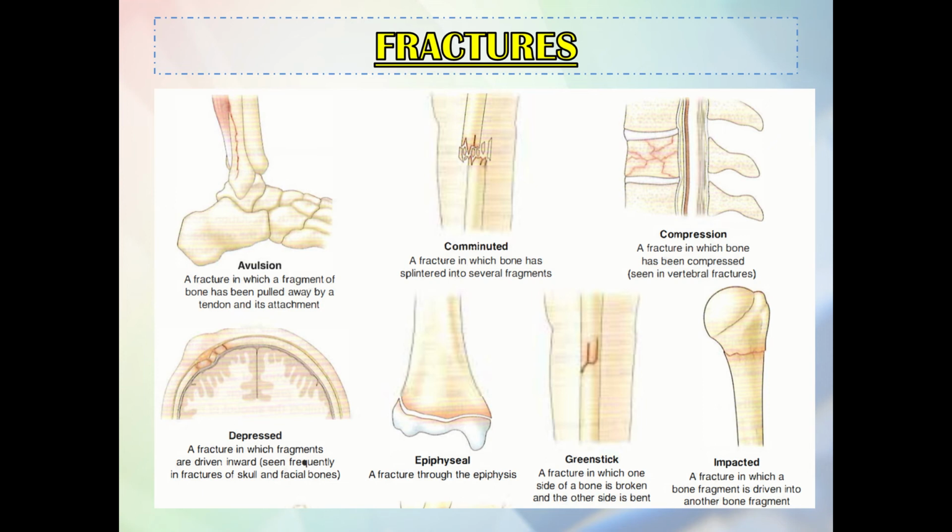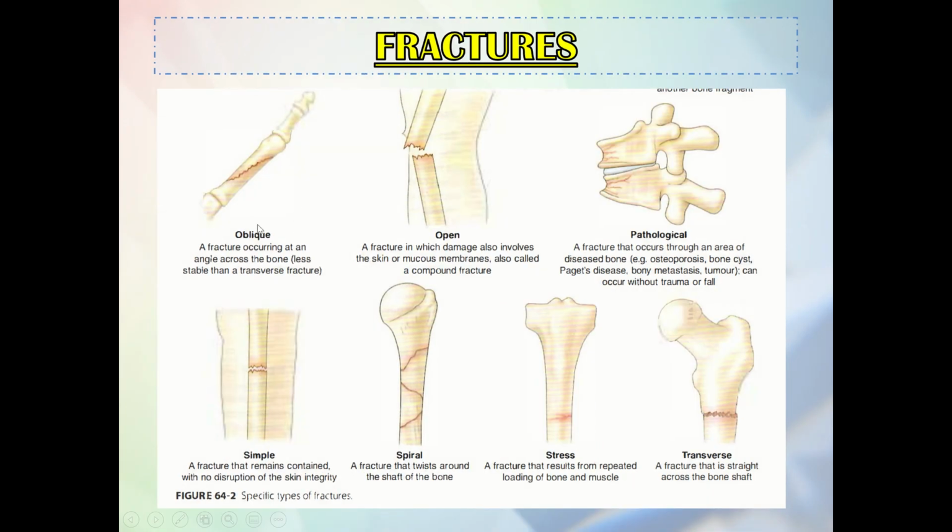And now these are the other types of fractures. I will leave this for you to read na lang. So you have avulsion, comminuted. Na-discuss naman na natin yung iba. Compression, impacted, greenstick. Common tong sa greenstick natin, a fracture in which one side of a bone is broken and the other side is bent. So ito yung kaninang nasabi natin. So epiphyseal, tapos you have a depressed fracture. Then you have oblique. Ito si oblique fracture. Open, yun na-discuss na natin yan. Pathological, if it is due to a disease process. Transverse, stress, spiral, and simple.